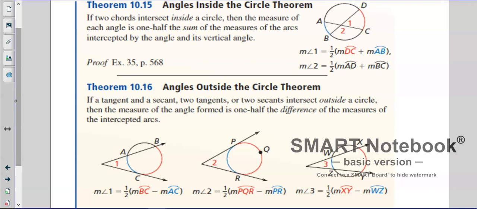If the angles are inside the circle, theorem. If two chords intersect inside a circle, then the measure of each angle is 1/2 the sum of the measures of the arcs. Okay? So since AC and DB cross inside the circle, if we add this arc and this arc and divide by 2, that will be the measure of angle 1.